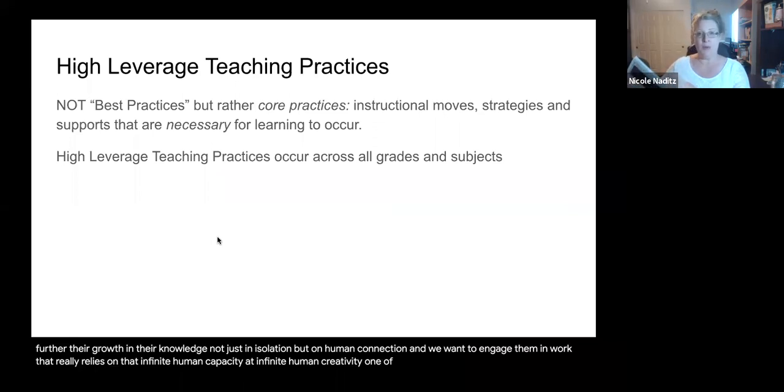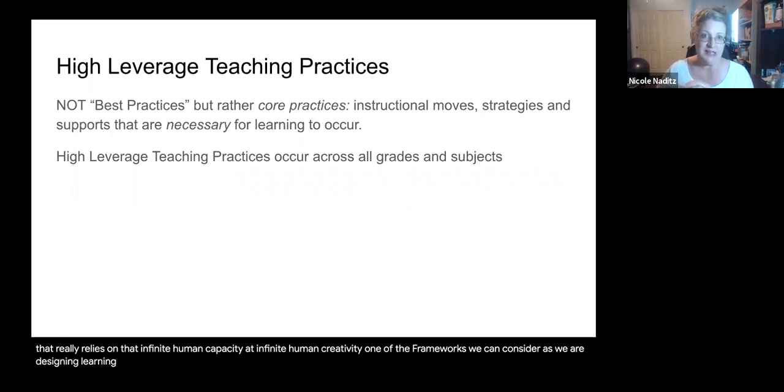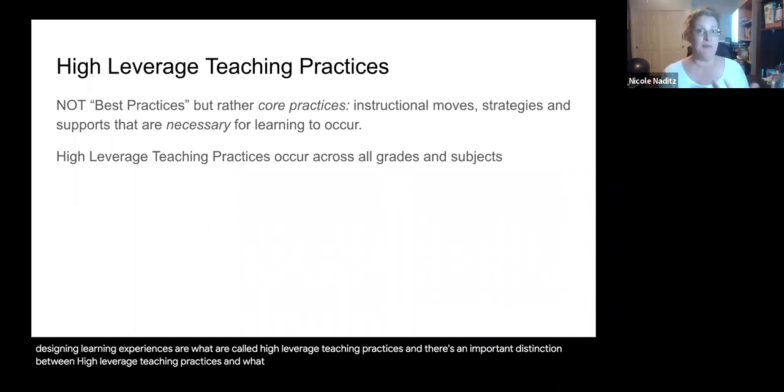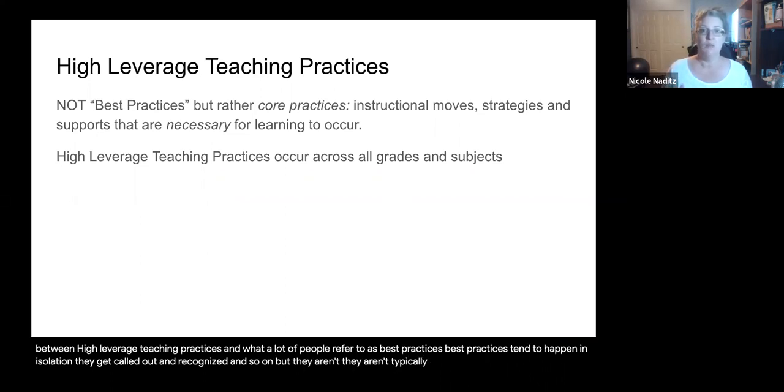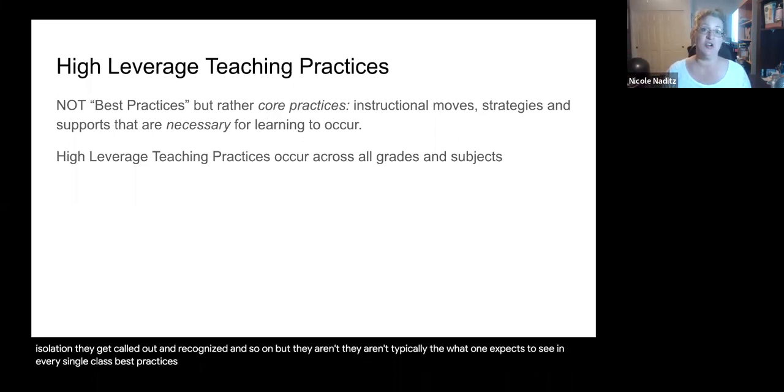One of the frameworks we can consider as we are designing learning experiences is what are called high leverage teaching practices. There's an important distinction between high leverage teaching practices and what a lot of people refer to as best practices. Best practices tend to happen in isolation. They get called out and recognized, but they aren't typically what one expects to see in every single class. Best practices are not necessarily the norm. They are something that occurs more in isolation.